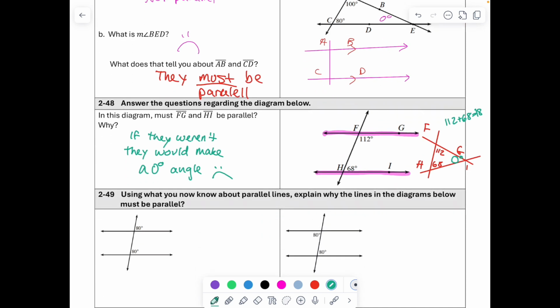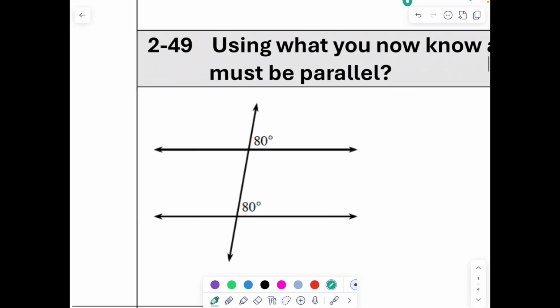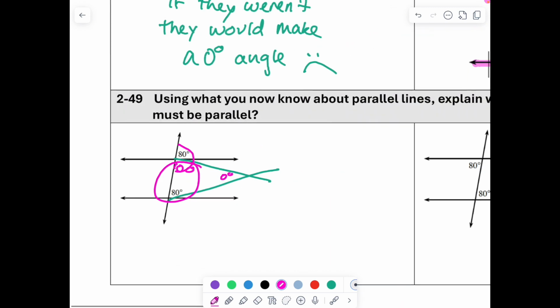So, using what we know, explain why the lines must be parallel. Reminder, we're trying to make this into a triangle to test if it could intersect. So let's figure out what that angle would be. It makes a straight line with the 80, so this angle is 100. And if we added these two together, they'd be 180, which means that would be 0 degrees, and that is no good. So these have to be parallel because same side interior angles add up to 180.